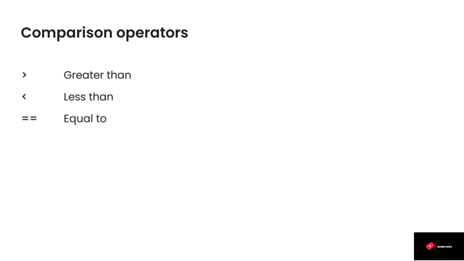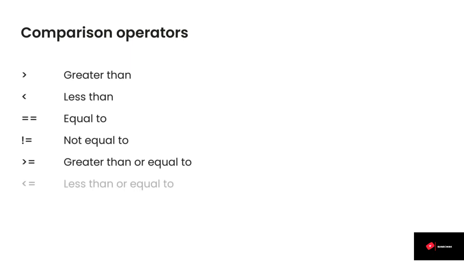Now continuing, we have the not equal to operator, which uses the exclamation mark. We also have the greater than or equal to operator, which tests two conditions at the same time. So if the first number is the same as the second, it returns true. And if the first number is greater than the second, it also returns true. We also have the less than or equal to.